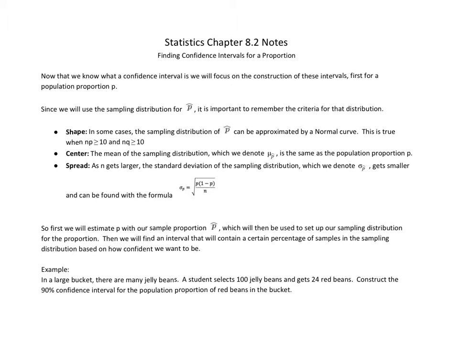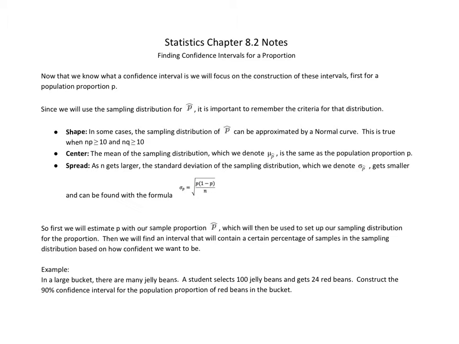So in section 8.1, we introduced the topic of confidence intervals. And in section 2, we're specifically going to look at finding confidence intervals for a proportion. There are a few criteria we have to have in order to complete this. We're using a sampling distribution, so we have to remember that the shape has to be normal.